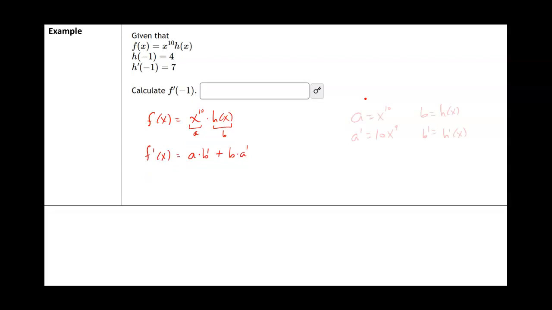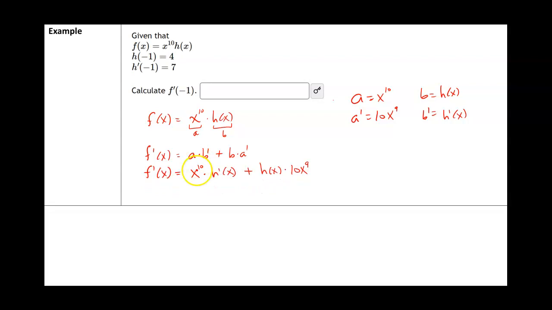So my a term is x to the 10th, and my a prime is 10x to the 9th. Now b is h of x, and because I can't do much with that, my b prime is just going to be h prime of x. So that's what I have to replace b and b prime with. So my a is x to the 10th, b prime is h prime of x, plus b, which is h of x, times a prime, which is 10x to the 9th power. It's super important to have all of your information organized.